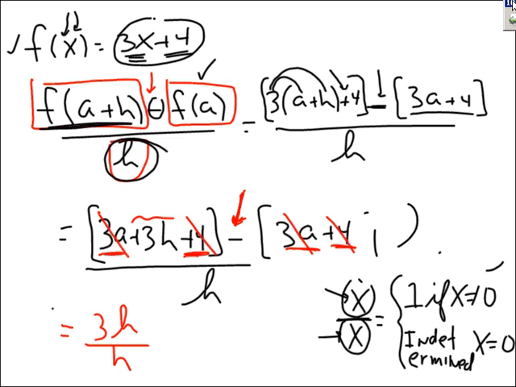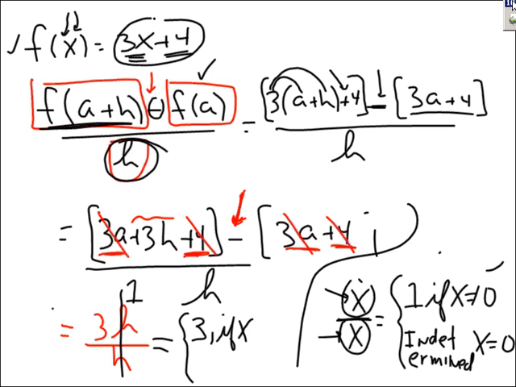Why am I doing all that? Because right here, you are not allowed to cross off h over h. This is a piecewise function. You get 3. If h is not 0, h over h is 1, and you get 3 times 1 is 3. And this is if h is not 0. You get indeterminate if h is 0. 3 times 0 is 0, and h is 0.